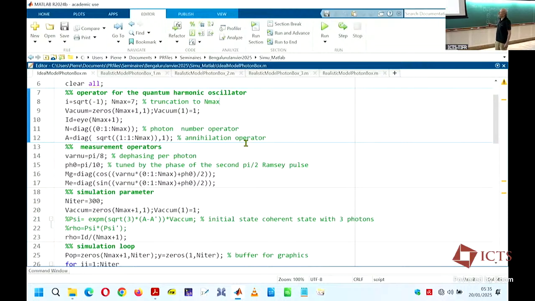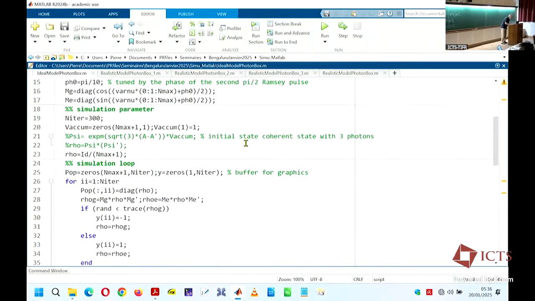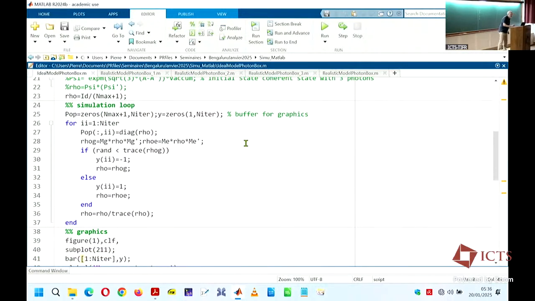So here you see, I define the operator. Here I define, in fact, I choose a little bit because I can also assume the dephasing per photon and the phase here. I choose the number of atoms that I will send. And I start typically from identity, okay? Of course, I truncated to maximum of 7 photons, okay? And then I do this loop. So you cannot imagine something simpler. Everything is here.